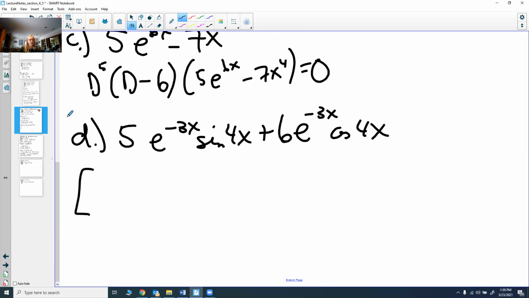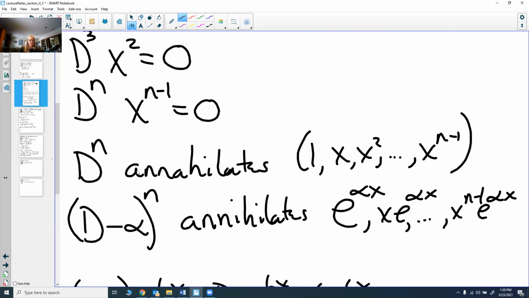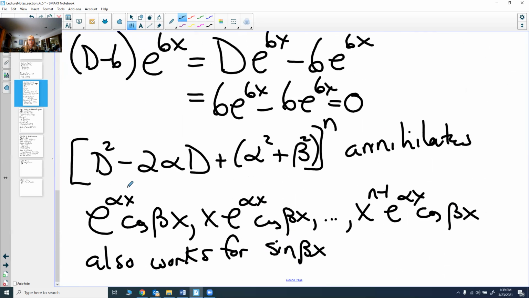If you go back and look at what annihilates e to the alpha x times cosine of beta x, that's going to be D squared minus 2 alpha D plus alpha squared plus beta squared, where alpha is whatever's in the exponential, but beta is inside the cosine. And again, this works for sine or cosine. In fact, they work together.